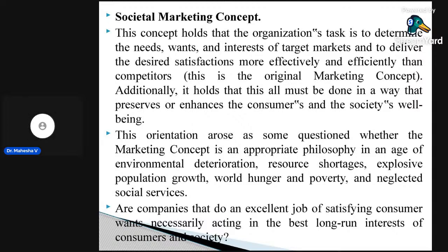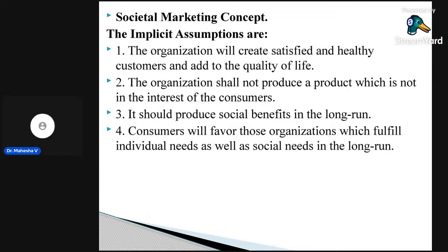This orientation arose as some questioned whether the marketing concept is an appropriate philosophy in an age of environmental deterioration, resource shortages, explosive growth of population, world hunger, and poverty, and neglected social services. You need to keep all these things in mind when you think of marketing certain goods and services. Are companies that do an excellent job of satisfying customer wants necessarily acting in the best long-run interest of the consumers and society? They need to think in the long run about how best they can protect the well-being of the consumers as well as the society.